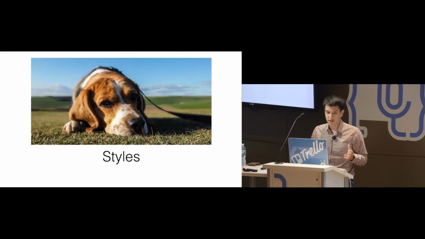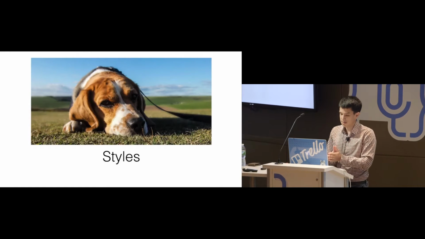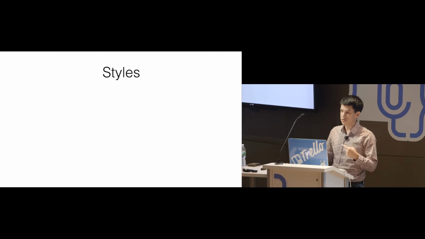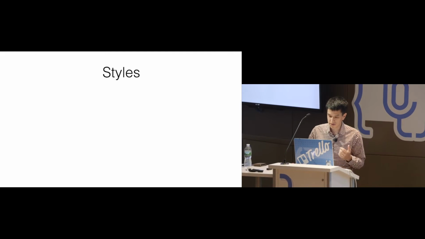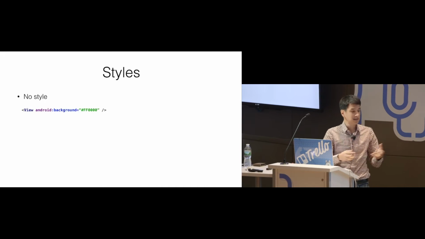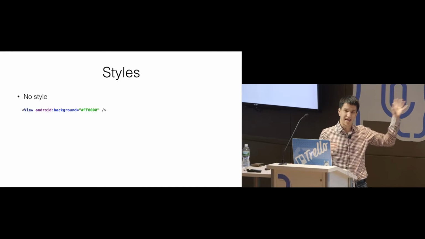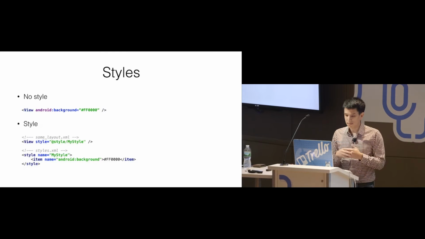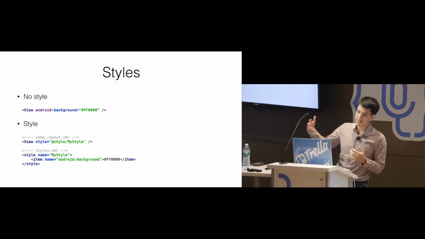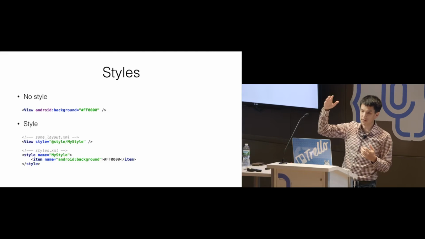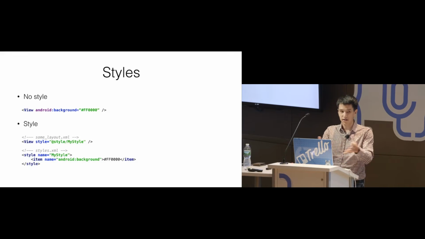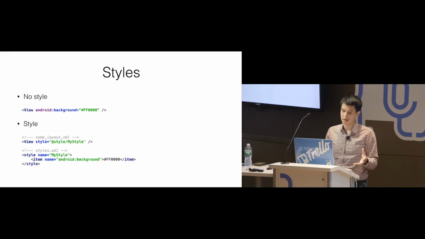All right, let's move on to the next topic, styles. So styles are a simple way to reproduce attributes across views. So if you have a view without style, then I've just got the attribute there directly on the view. Whereas if I were to extract it, I would have some style that defines the Android background, and then my view itself would reference that style. So this is obviously a clear way to reproduce code across the app.